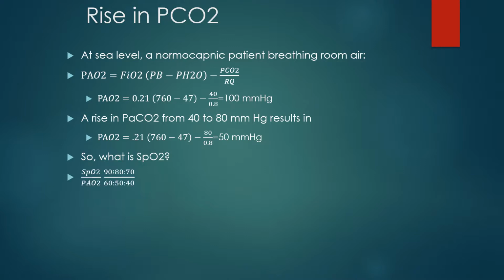Remember the 90, 80, 70 rule: 60, 50, 40. So if SpO2 is 90, your PaO2 is going to be 60. If it's 80, your PaO2 is 50. If it's 70, your PaO2 is 40. So here our PaO2 is 50, so your saturation is going to be 80%. Again, this is not entirely perfectly correct, but it's within reasonable approximation.